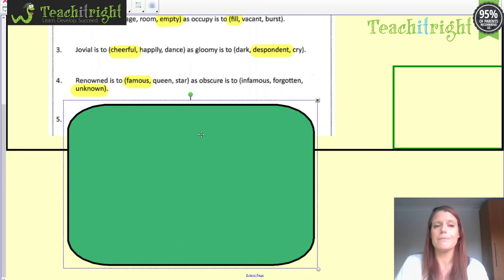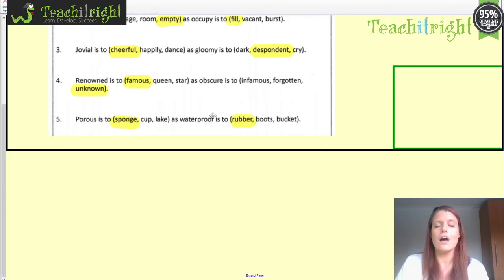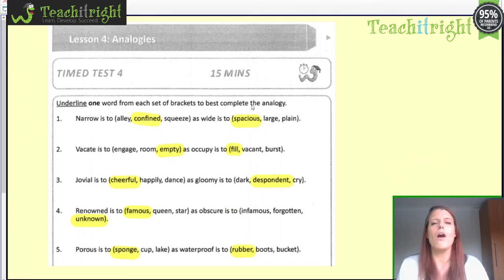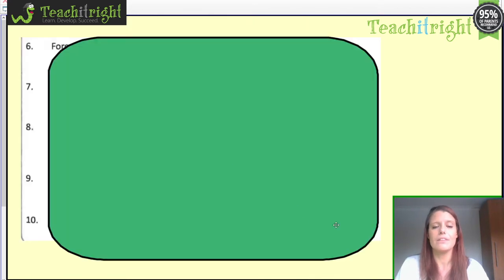Renowned is famous. And obscure is unknown, not infamous. Infamous means you are well known, famous, but not for a good reason. So infamous is not an antonym for famous. Obscure means unknown. Porous is to sponge as waterproof is to rubber. So porous is a good word for your word and meaning bits. Means that liquids can come through, can permeate the sponge.